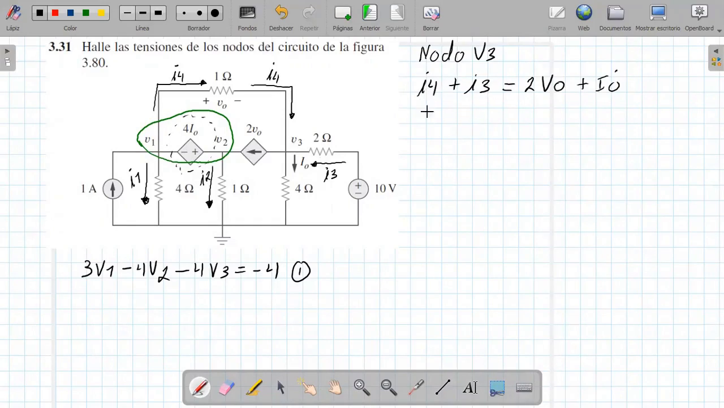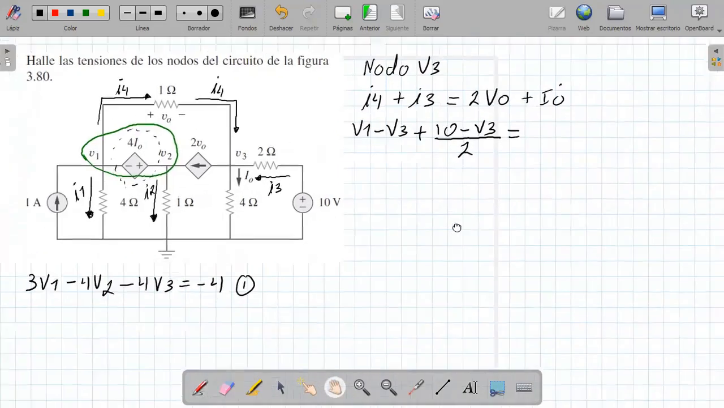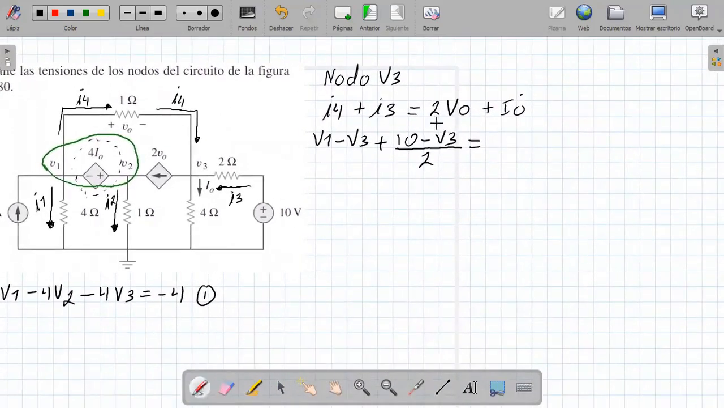Well, this part is going to be a little long for us. Current 4 is V1 minus V3 over 1. But I'm going to remove the 1 to speed up the algebra. Plus the current 3, which is 10 minus V3 over 2. That's going to be equal to 2 times V sub 0.